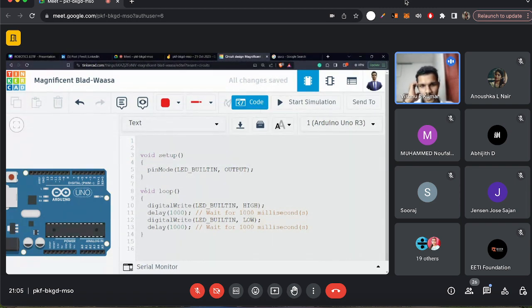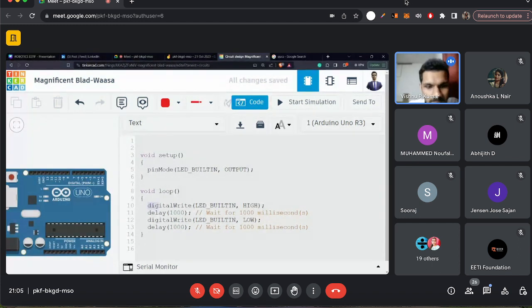Then in the void loop part, the function will repeat infinite times. Whenever we start the microcontroller, the process will run forever, and the void setup part will only be executed once. So we are telling the Arduino to set the LED_BUILTIN pin as an output pin. That is executed one time, and then we go into the void loop part.